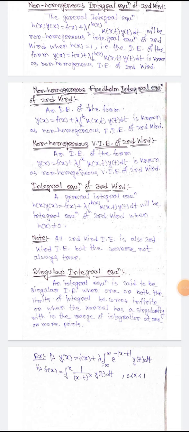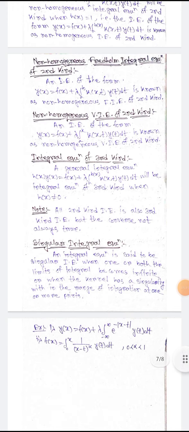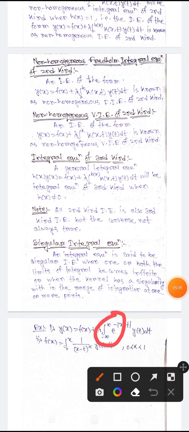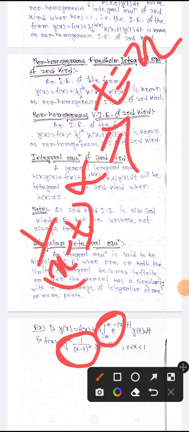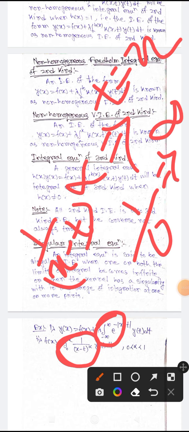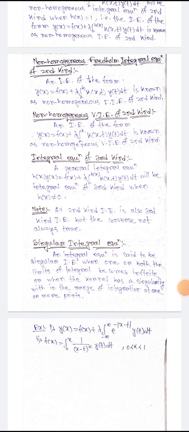Singular integral equation. We call it singular integral equation when the limits are infinity or the kernel has a singularity. Here we see the kernel 1 by (x minus t) whole to the power alpha has a singularity. When we put t equals x, then 1 by 0, that is infinite. It has a singularity. This type of integral equation is called singular integral equation.